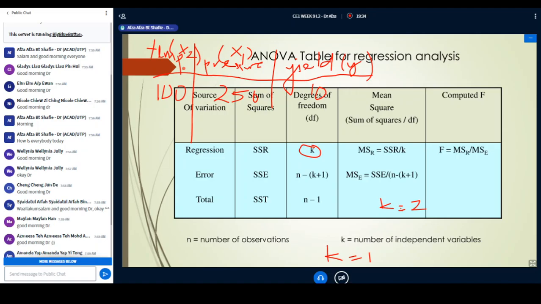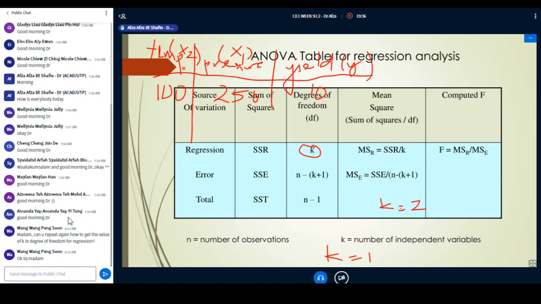In the case of the simple linear regression, your K is always equal to 1, all right? Because simple linear regression means just only the Y and the X. Okay, only one Y and one X. So this is what we call the simple linear regression.